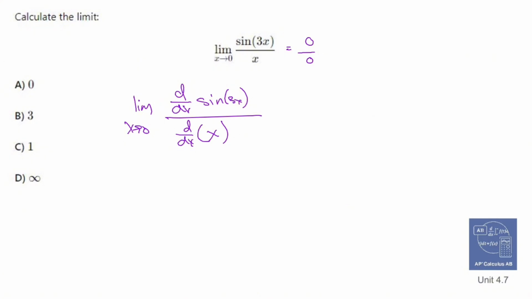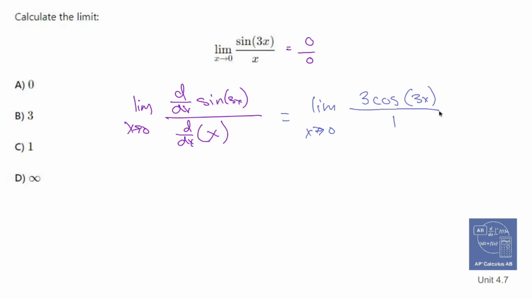The derivative of sine 3x requires the chain rule. All right, so I'm going to take the derivative using the chain rule. Let me just write out my limit again. Take the derivative of the outside, which is cosine. Keep the inside, which is 3x, but then multiply everything by the derivative of the inside, which is 3. So I have 3 cos 3x. And now we take the derivative of x, which is 1. That's nice.